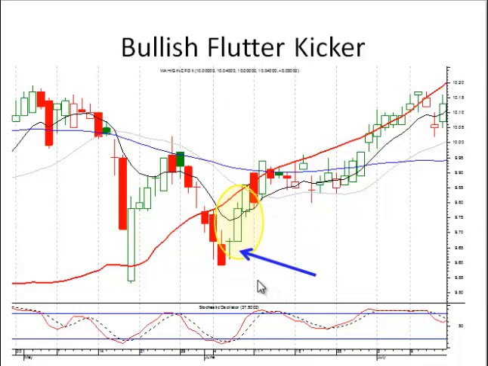The same elements of a normal kicker signal work with a flutter kicker signal. The bigger this candle is to the downside, followed by a gap up, and the bigger this candle is to the upside, still a very strong reversal with just a doji in between. Take the doji out and you've got a nice kicker signal that represents the same thing. There's been a drastic change of investor sentiment.